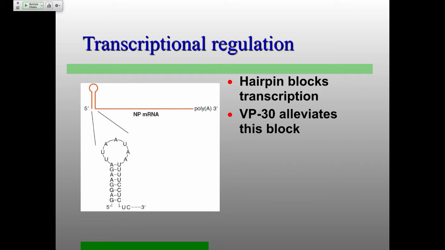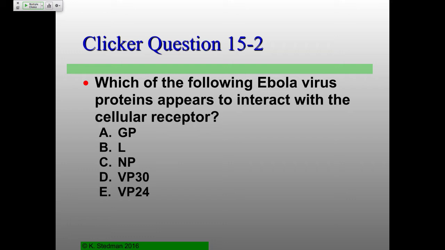Okay, so this should hopefully be pretty straightforward. Which of the following Ebola virus proteins appears to interact with the cellular receptor? GPL, NP, VP30, or VP24?